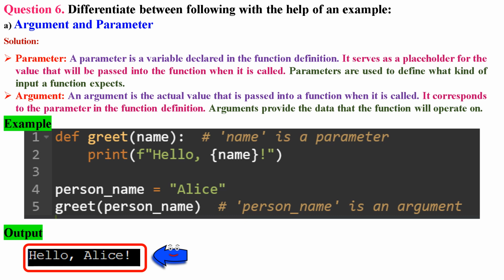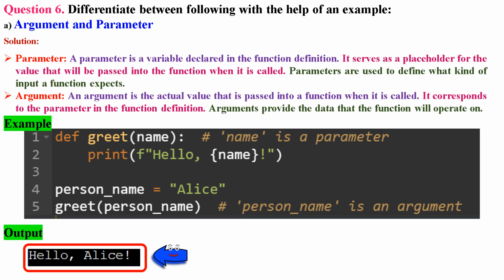Let's see an example. In this example, in line 1, name is a parameter in the greet function's definition, defining that the function expects a single input. In line 5, when we call greet of person_name, we provide the actual value Alice as an argument, which gets assigned to the name parameter within the function. The function then uses the argument to greet Alice. You can check the output as Hello Alice.